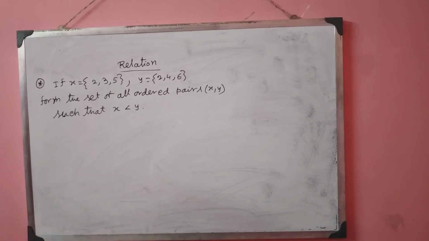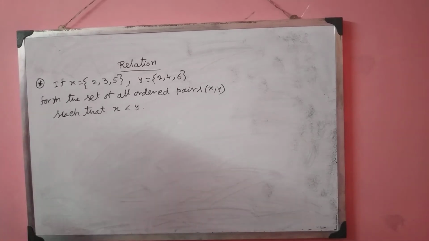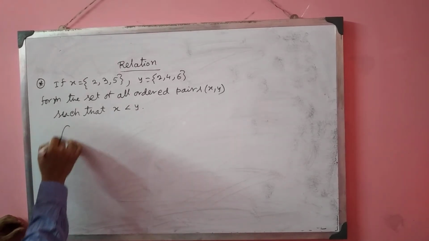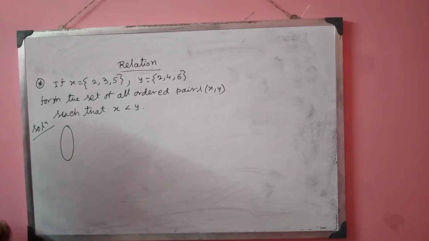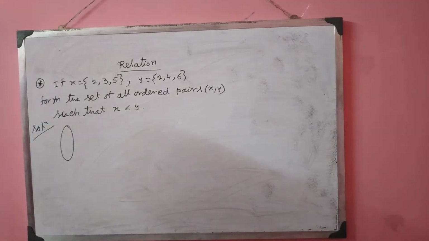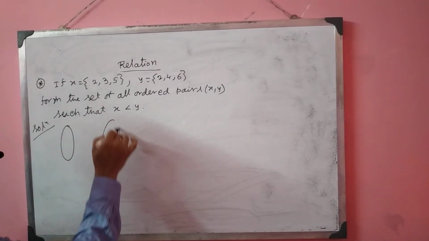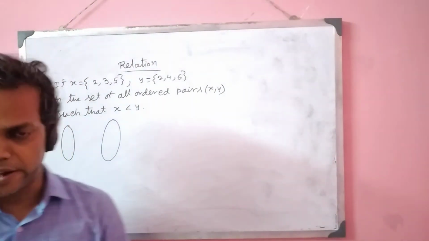If x equals {2, 3, 5} and y equals {2, 4, 6}, form the set of all ordered pairs (x, y) such that x is less than y. So here x is the first element of the ordered pair, that means x is the domain, and y is the second element of the ordered pair, so y is the range.